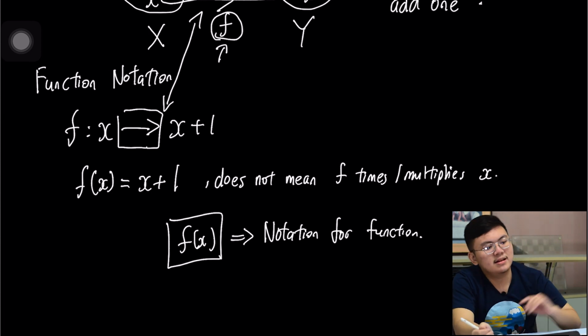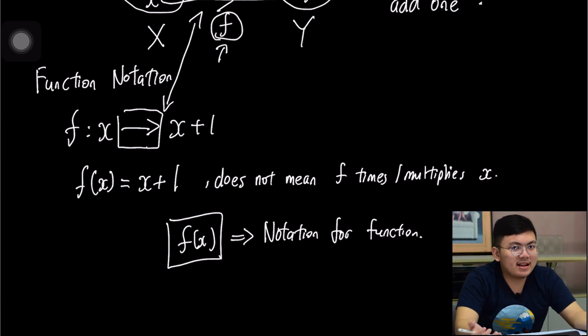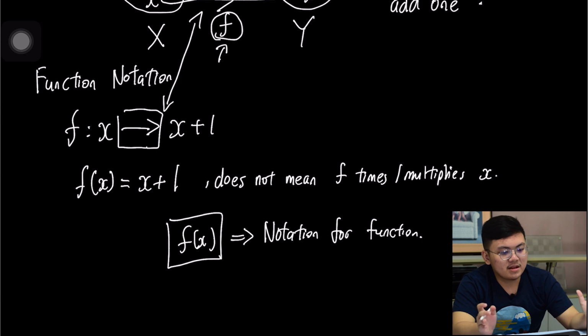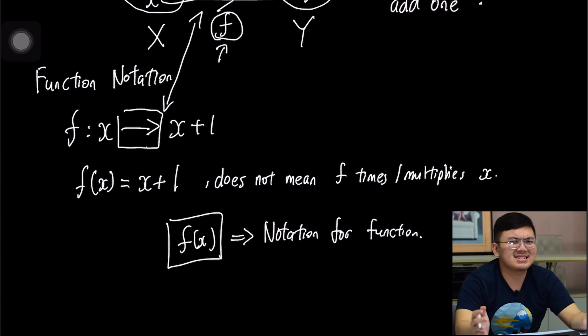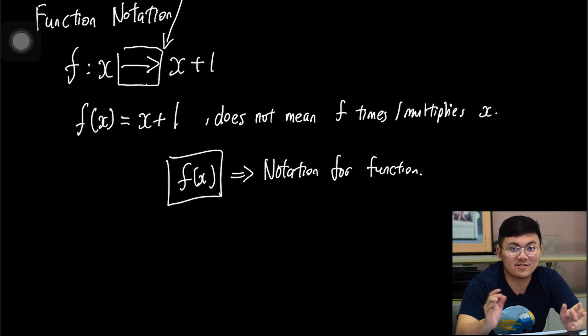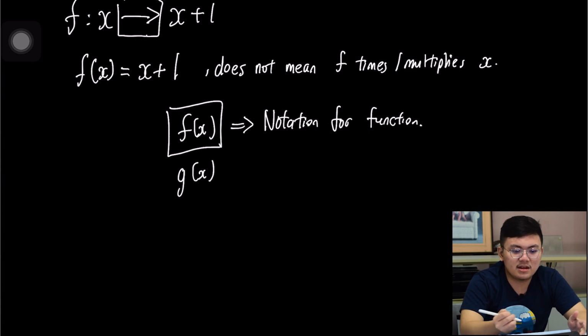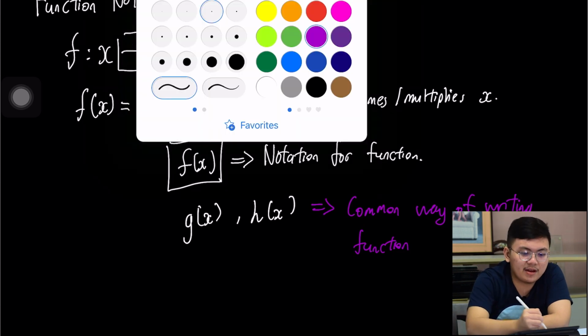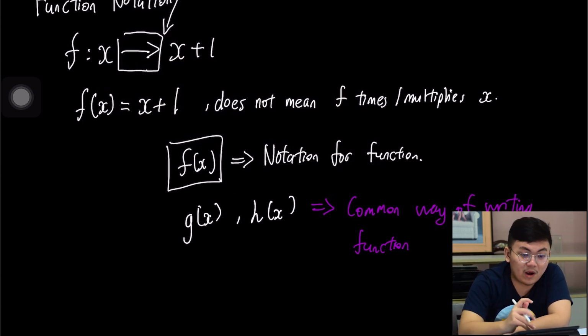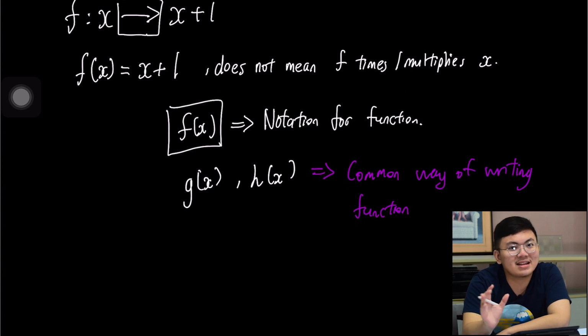So maybe you ask, must the letter always be f? No, actually it does not. You can use any letter to replace f. For example, the most common ones, you can say g(x), h(x). This is the common way of writing. But you can actually have many ways. For example, you can also use y(x). You can just use any letter. It just represents function of x.